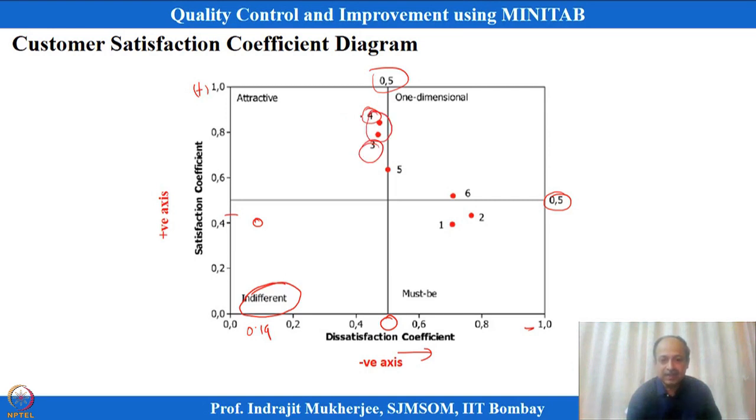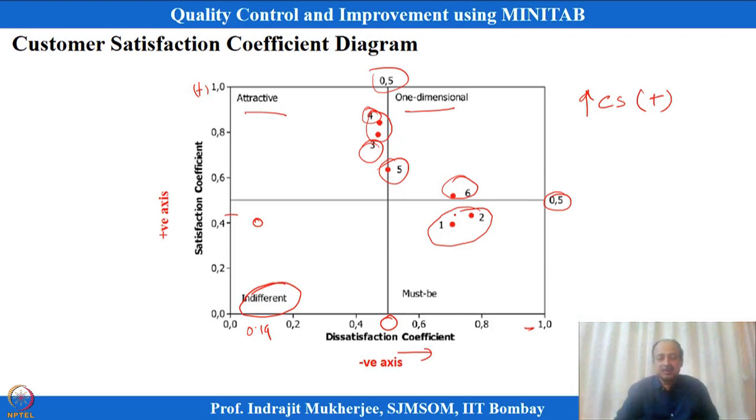So, this one is falling in the attractive category, this is on the borderline, and this is in the one-dimensional category. We should place more emphasis on improving these one-dimensional and attractive features, which improve customer satisfaction and will have a positive impact. We will place more emphasis on how to improve those, and they should not fail. We should not be worried much about the indifferent category, but the must-be category should also be addressed. There should not be anything missing, so we should provide the must-be category.